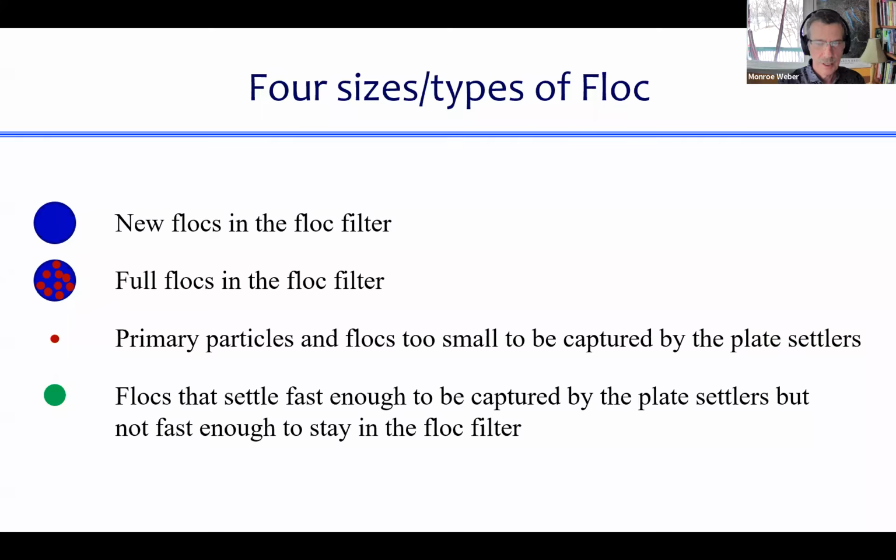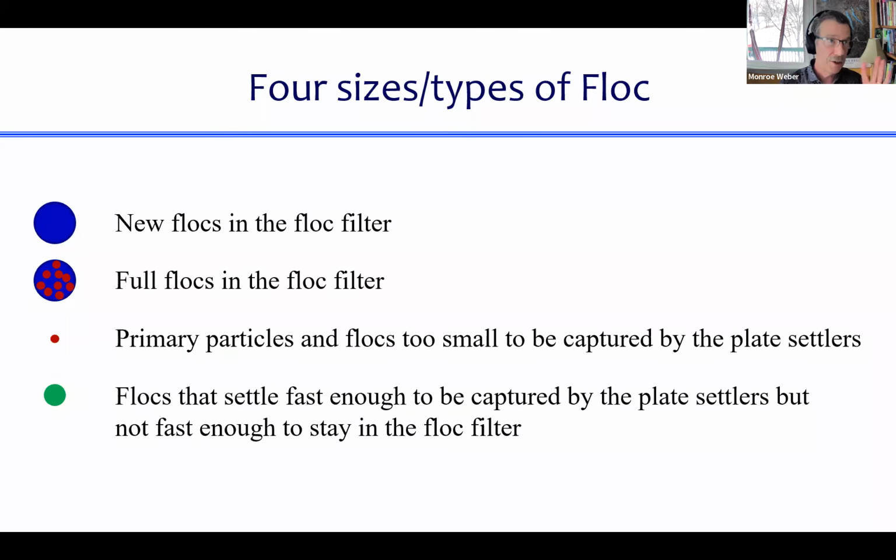The red particles are the primary particles. These are the bad guys, the clay, and for that matter, the cryptosporidium that we really do not want to drink. Or it also represents flocs that are too small to be captured by the plate settlers. So remember, each of these particles is really a type of particle, and there's a range of sizes in each one. And then the green one represents the flocs that settle fast enough to be captured by the plate settlers, but not fast enough to stay in the bottom of the sedimentation tank, in the bottom of the floc filter sed.